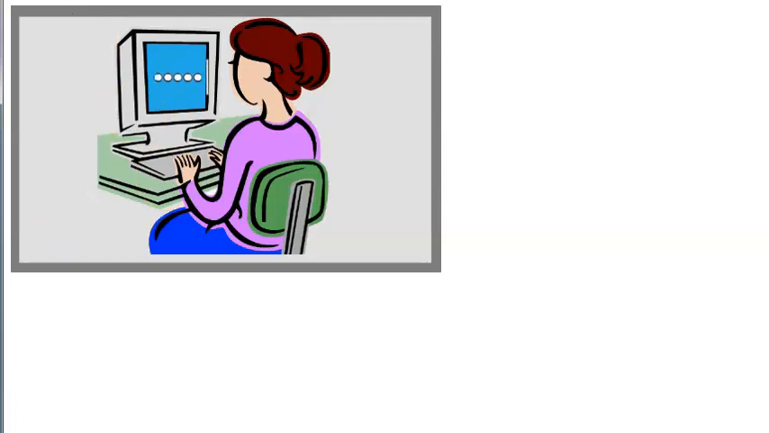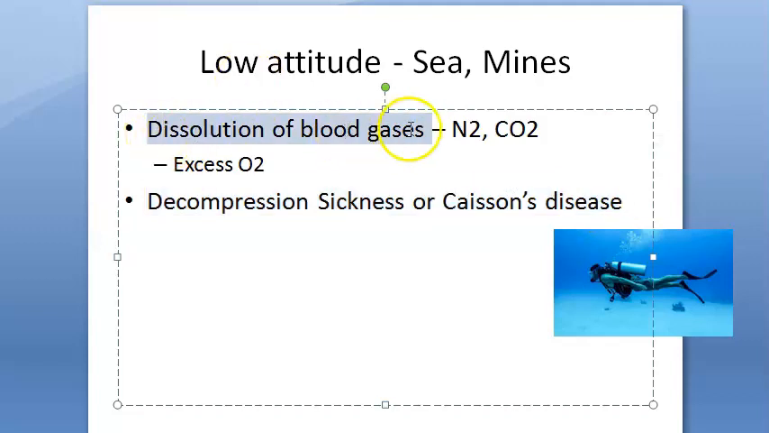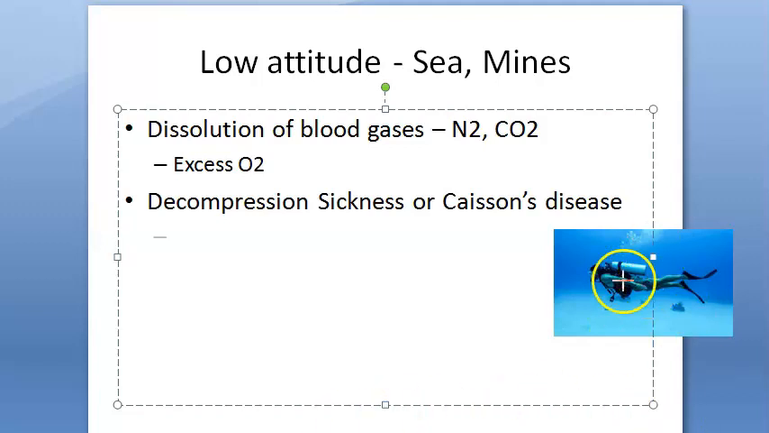The next point is decompression sickness or Caisson's disease. Here what happens as the person rises to high altitude? Now they are not talking about him being down there; they are talking about him rising to high altitude. The dissolved gases are liberated, causing bubbles in the tissue and blood. Whatever had got dissolved in the blood is going to come out now.